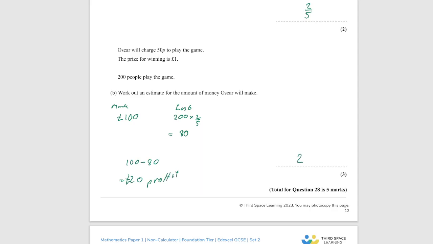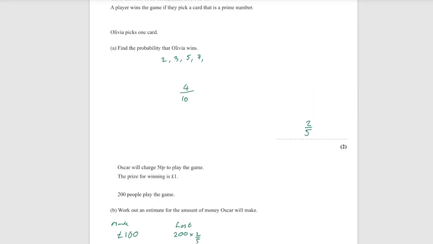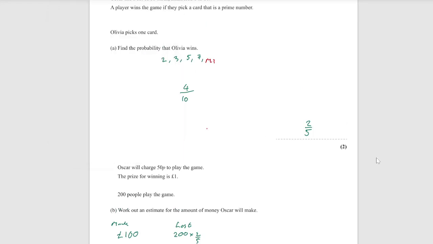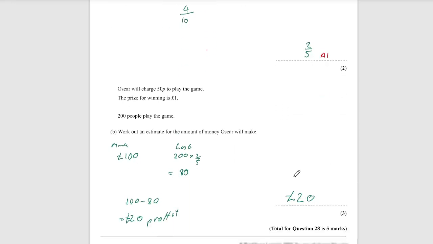Or make £20. Okay, marks for that question then. So we are looking at M1 for identifying 4 prime numbers, and then an A1 for 4/10 or 2/5. For part B, we've got M1 for showing £100, expected number of wins, so an M1 for that, and then an A1 for the 20.